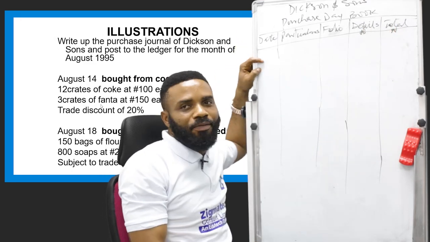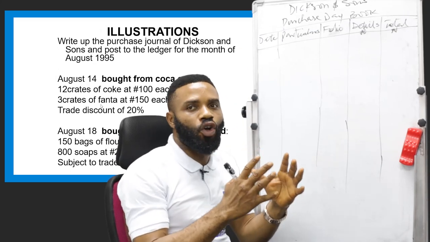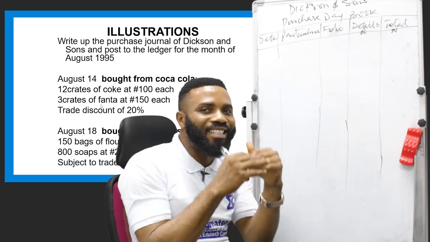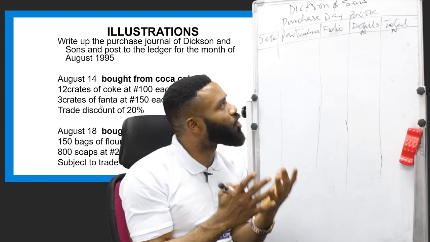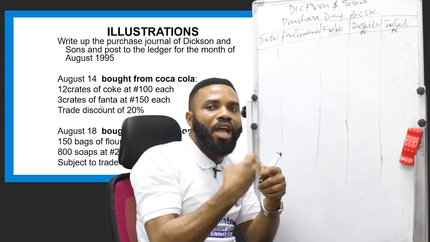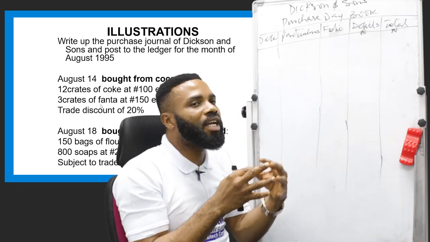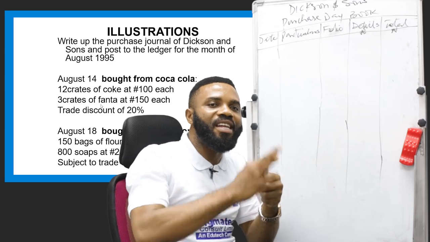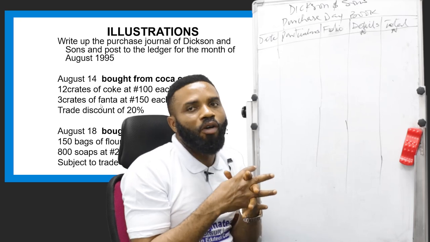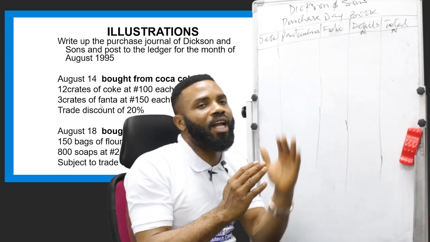Now, what do we need the date for? We need the date to write the period under which the transaction took place. And then the particulars is where you have the description of the transaction that took place. While the folio is the page where you can locate this transaction in the general ledger. And then the details will tell you the amount that is involved in each of the transactions, while the total will give you the summation of the figures under a particular transaction.